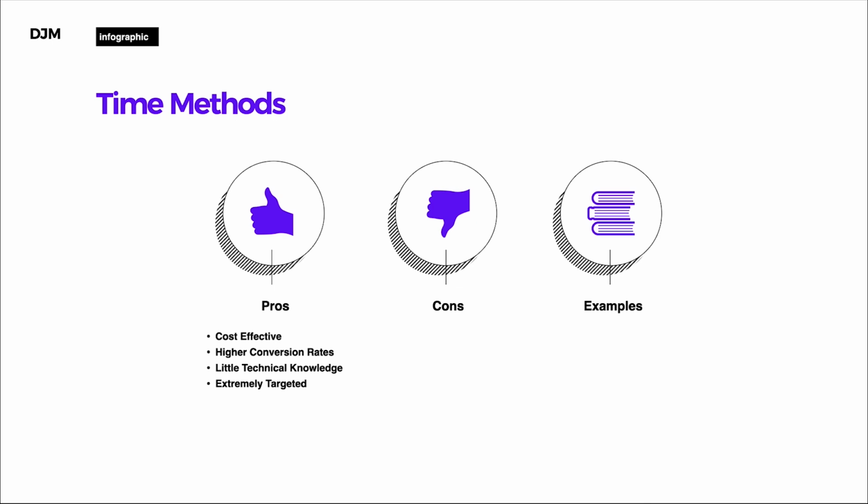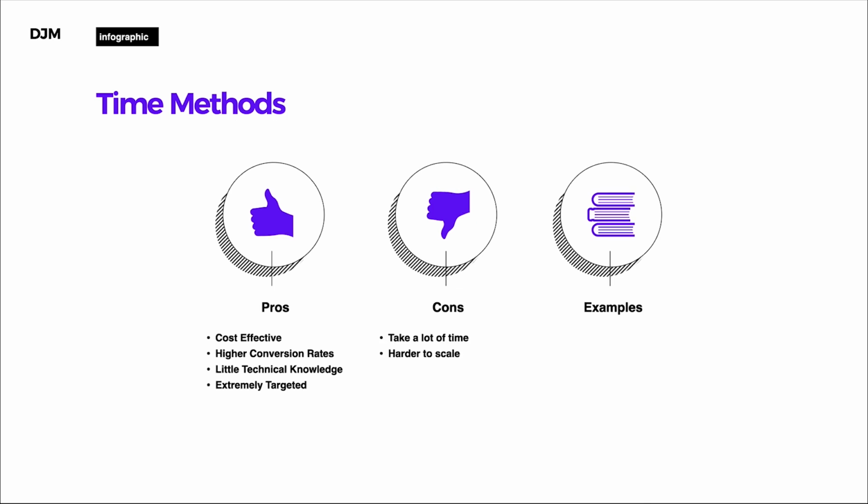Now, there are some cons as well, obviously. It takes a lot of time. And because of that, time methods are much harder to scale than paid methods are. Because you're trading time instead of money, you are not going to be able to do this forever, nor will you be able to do this on a really large scale, because everybody has 24 hours in a day, and you can only use those 24 hours to get so much work done.